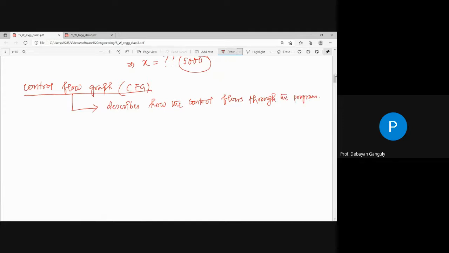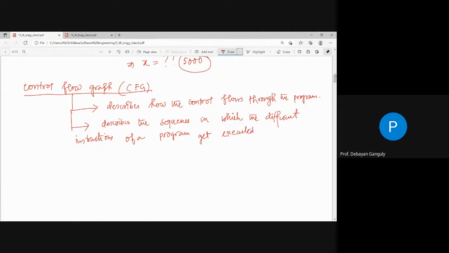We'll understand that thing. In other words, we can define a control flow graph as follows. It gives you the sequence in which the different instructions of a program get executed, or you can say that particular graph describes the sequence in which the different instructions of a program get executed. That is the first section.